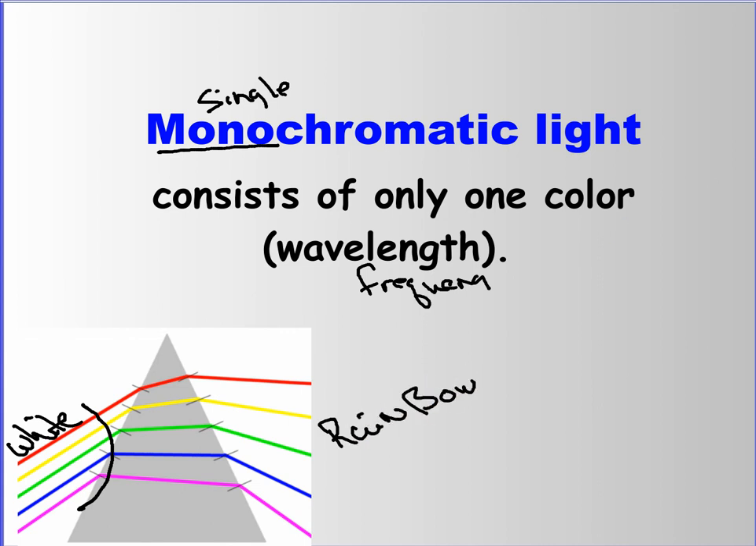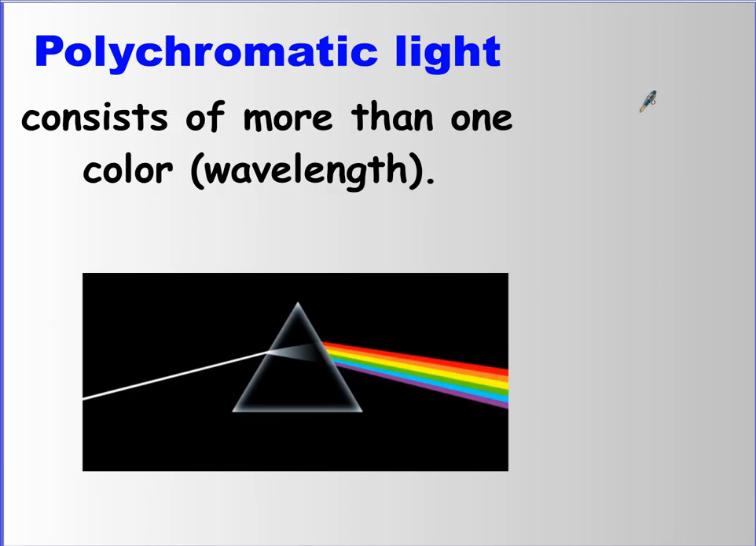All right. Now, let's talk polychromatic light. It's, of course, more than one wavelength. All the wavelengths together is white. Well, this, of course, is our monochromatic light on the other side of our prism. So poly means more than. It doesn't have to be all of them, but it just has to be more than one wavelength.